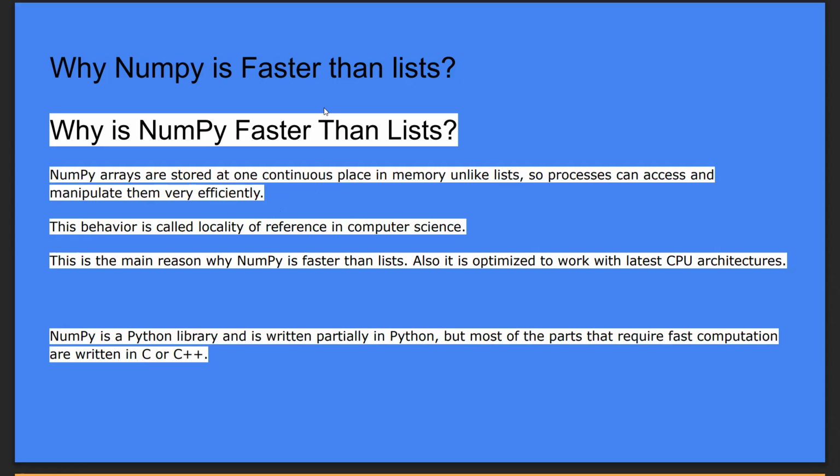Because of this reason, NumPy is very, very fast. It is also optimized to work with the latest CPU architectures. It means if you want to work with the latest CPU architectures, that is also very possible.